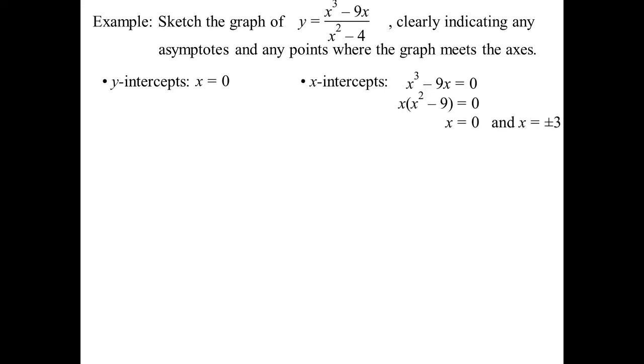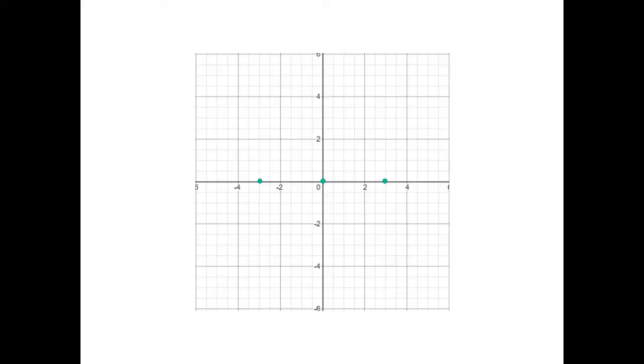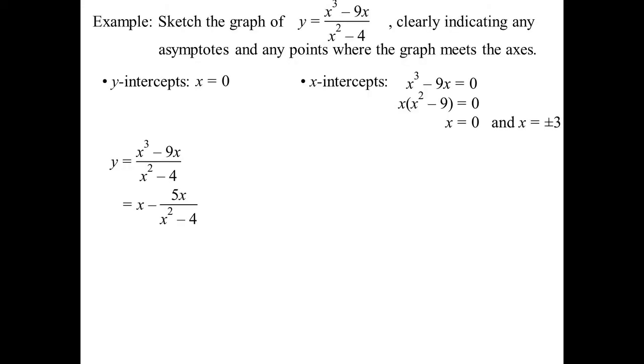Then x-intercepts, sub in y equals 0, and I need to solve that, and I'm getting x equals 0 and x equals plus or minus 3. So I could plot that in. So I've ended up with 3 x-intercepts, the 1 y-intercept. The y-intercept turns out to be the same as the x-intercept because it happens to be 0, 0. All right, let's do the polynomial division then and see what we can draw out from that. And we end up with x minus 5x on x squared minus 4. All right. So all the different things we can tell from that.